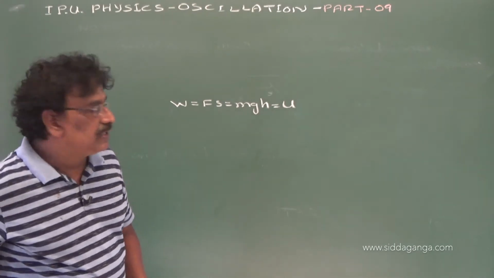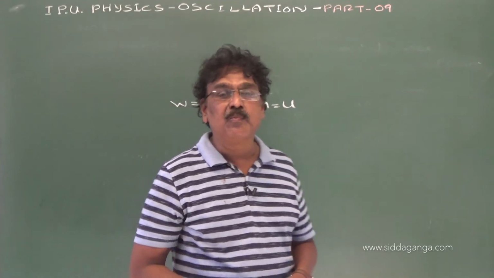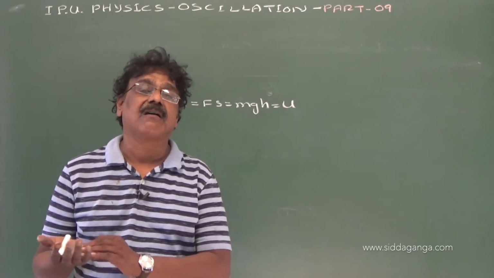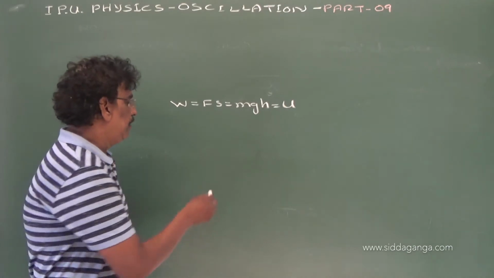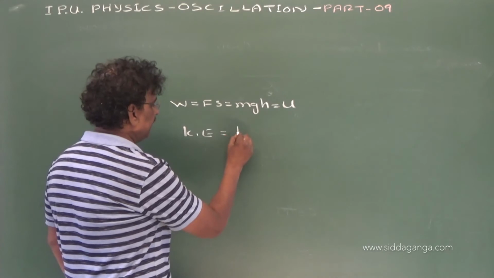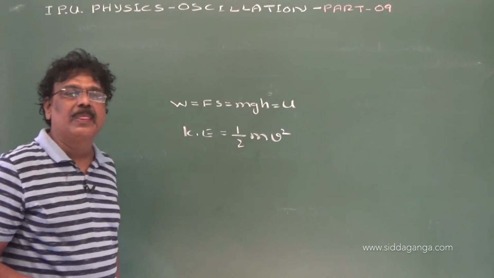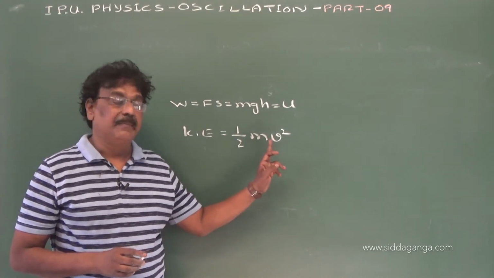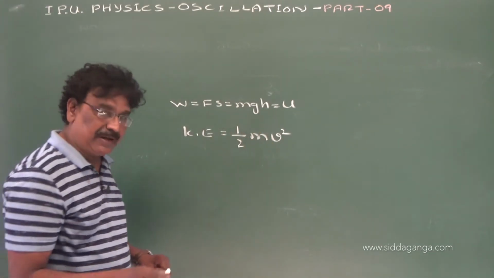And the energy possessed by a body by virtue of its motion or speed or velocity is kinetic energy. Now the kinetic energy of a body moving with a velocity v is half mv square, where m is mass, v is velocity of the body. Remember that is one thing.